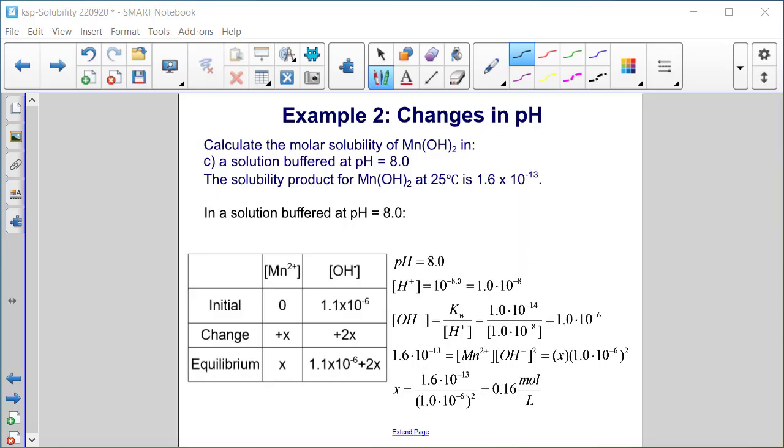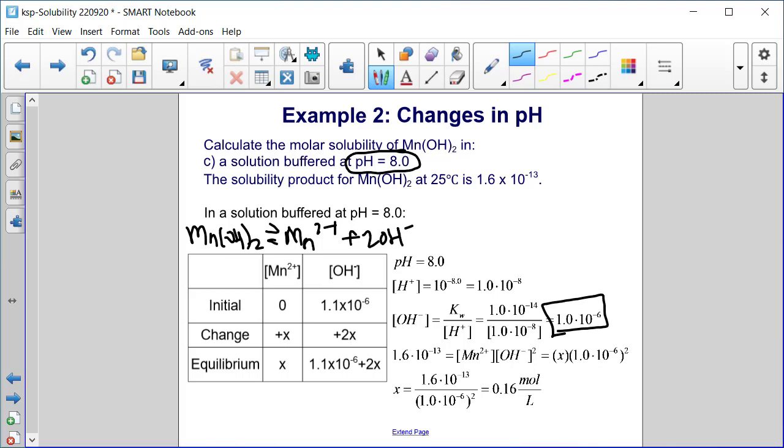All right, now let's calculate the molar solubility of manganese hydroxide in a solution buffered at pH equal to 8. That pH allows us to find the hydroxide and hydronium or hydrogen ion concentrations. This hydroxide ion concentration is important. And that's the initial concentration of hydroxide, because that's the solution that we start with.